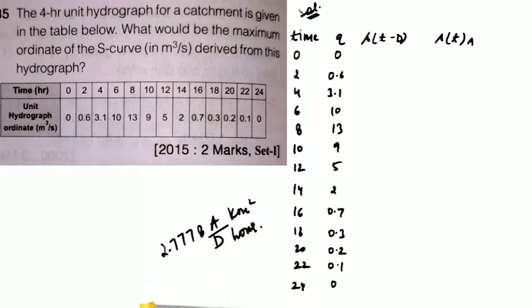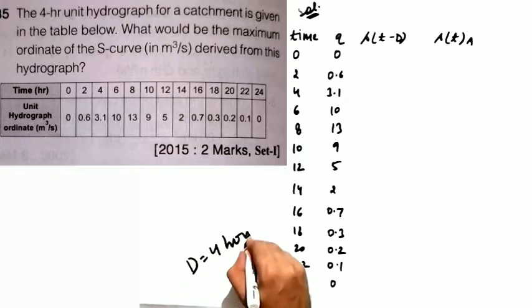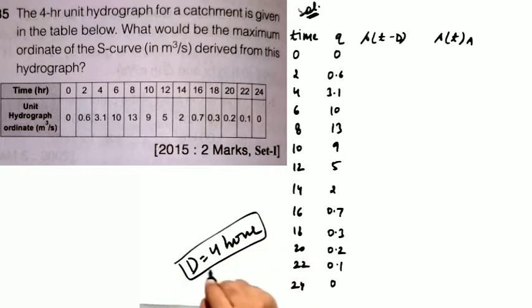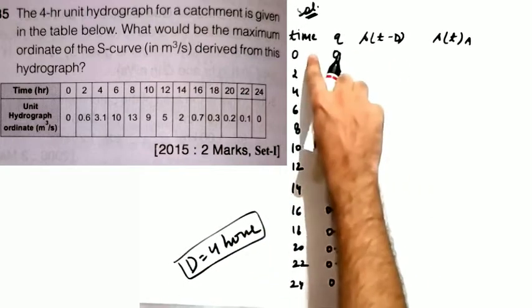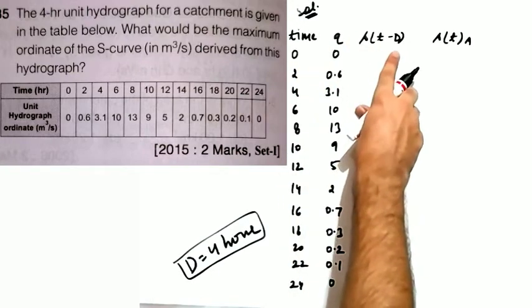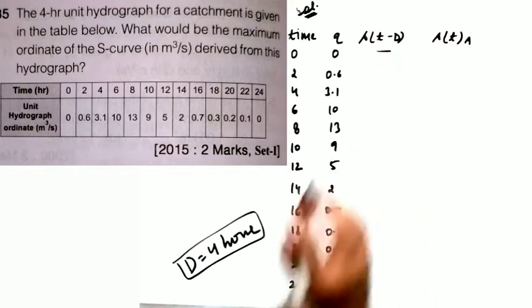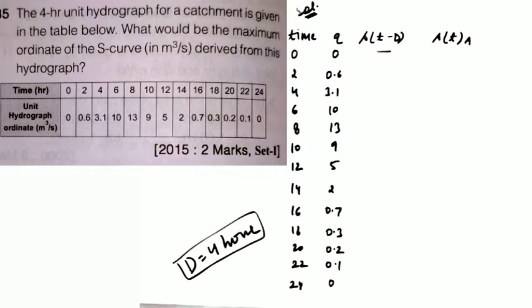So this will be a simpler part. I am not solving in this format; I am solving it in a larger format. First you have to determine what D is. D is equal to 4 hours, as given in the question. So let us solve S_T minus D. What is T here? T is equal to 0. So what will be S_0 minus 4? It will be S minus 4. Since there is no such ordinate as minus 4, it will be a dash. It will not have any ordinate at this point.